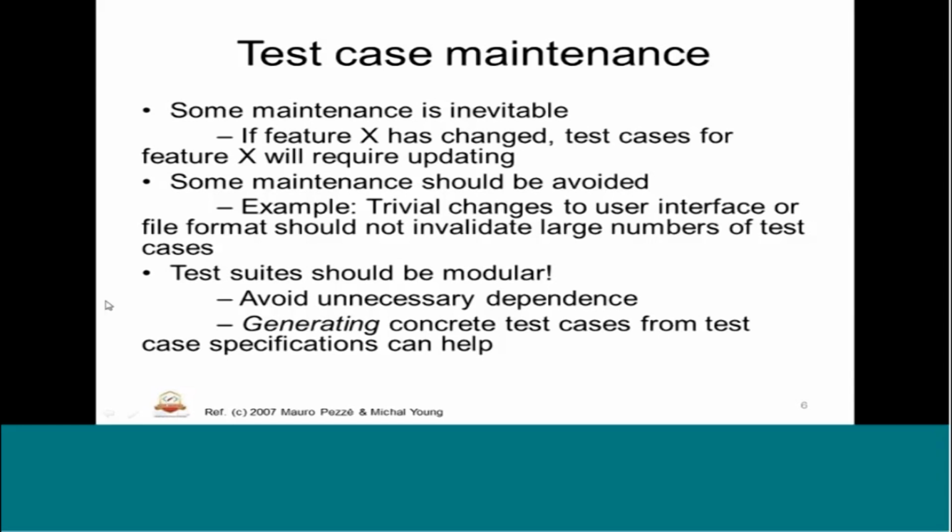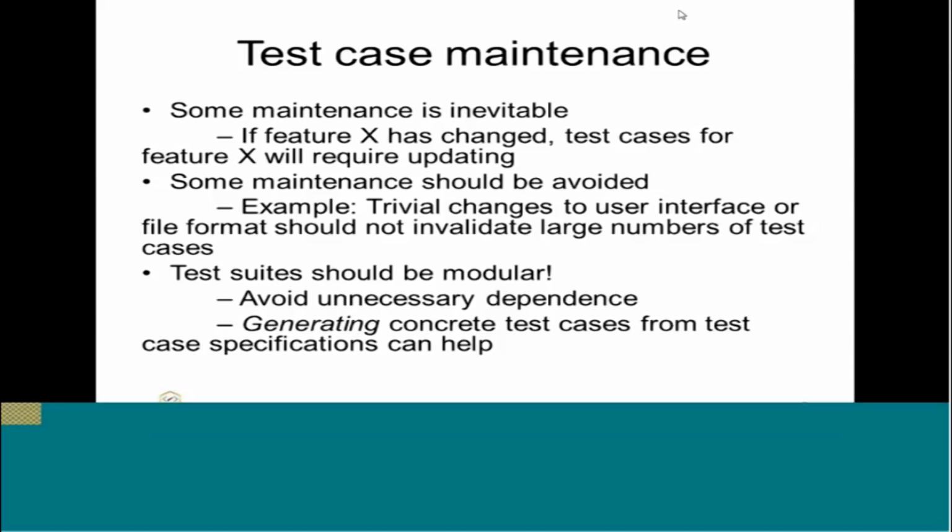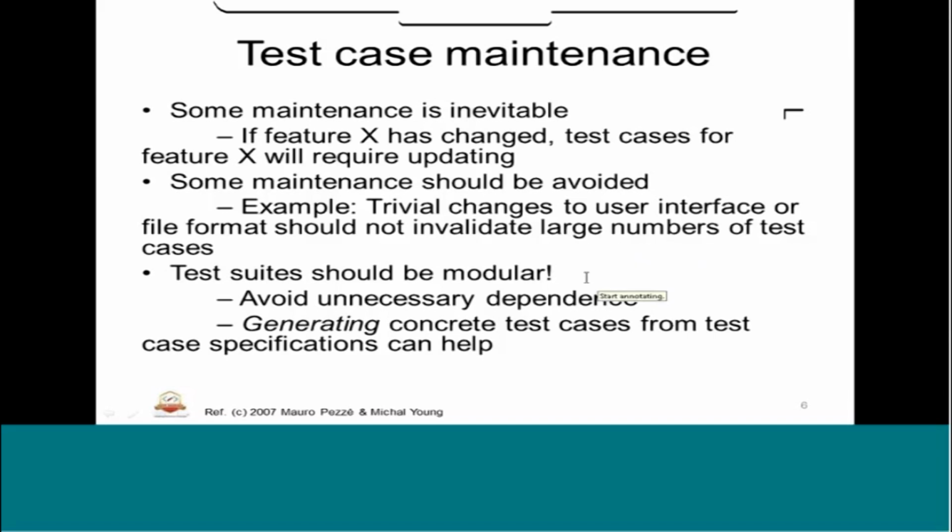Test suite should be modular. That means any dependency we should try to avoid as much as possible, so that the tests can be independently executed. Generating the concrete test cases from test case specifications can help. That means we need to have concrete test cases. It is also called a golden test case. It's an important word they use in embedded software testing.